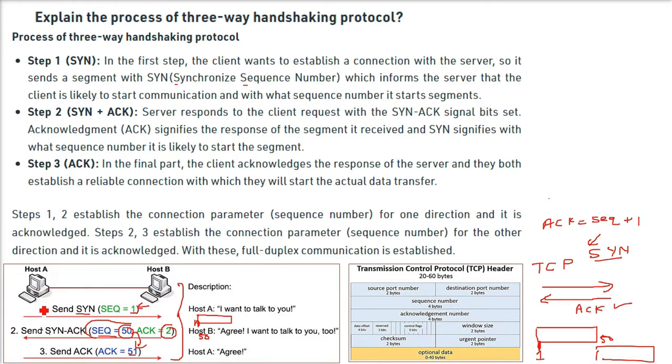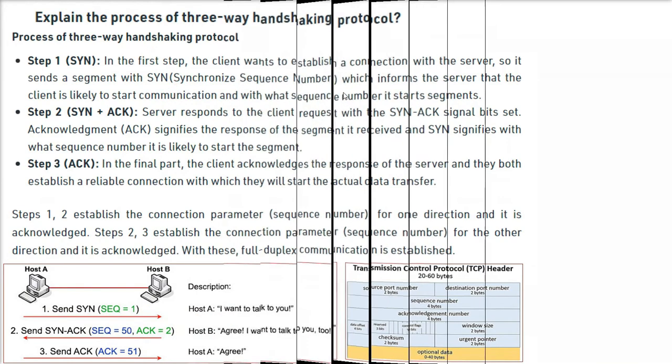So steps 1 and 2 establish the connection parameter, that is the sequence number from one direction, and it is acknowledged. Steps 2 and 3 establish the connection parameter sequence number for the other direction, and it is acknowledged. So with this three-way communication, this is a full duplex communication. That is, with these three messages, full duplex communication is established.